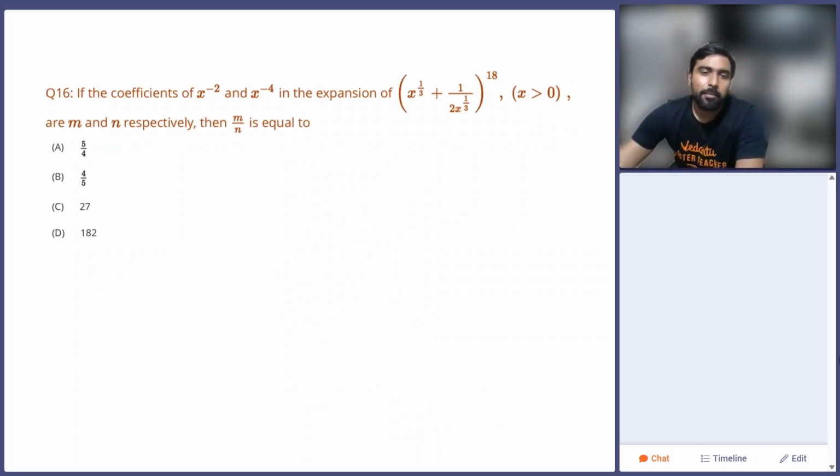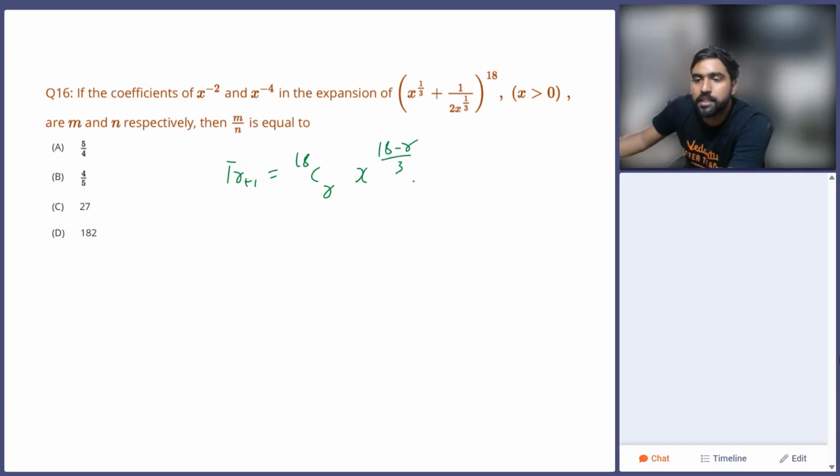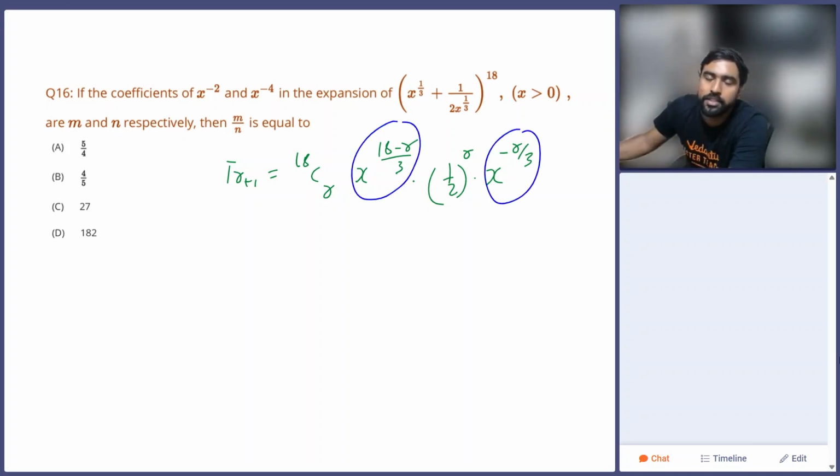Okay, moving on. The coefficient of x power minus 2 and x power minus 4 in this expansion. What does the general term look like? General term is 18Cr into x power (18 minus r) by 3 into (1 by 2) power r into x power minus r by 3. So can I say that my combined power of x is x power (18 minus 2r) divided by 3. I will put this as equal to minus 2. Then what will my r value be? r will be 12.